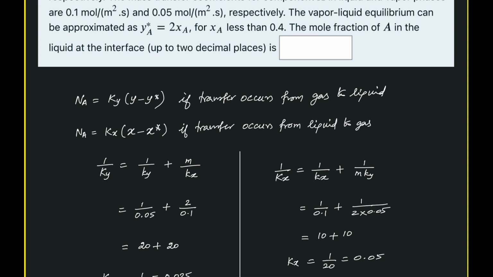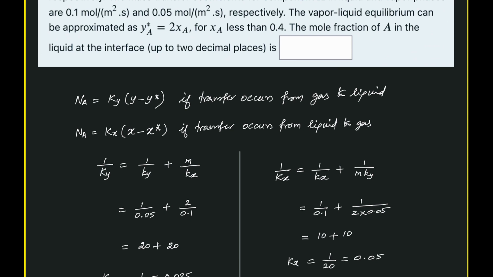Otherwise, how to understand and memorize this formula? We considered y equal to mx. Wherever this y is coming, there will be m into x. So here this 1 by kx is actually the resistance in terms of x.